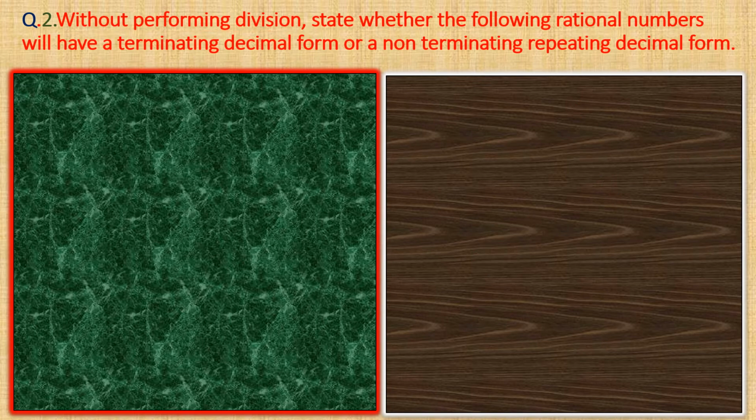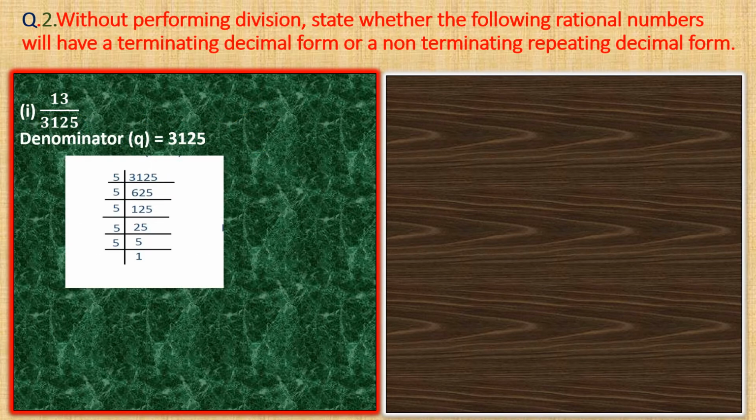So let us go with the first problem, 13 by 3125. Without division, state whether it is terminating or non-terminating, means you should take the denominator and do the prime factorization for this denominator. Here the last digit is 5, so it is divisible by 5. So do the prime factorization, which is shown like this. Here you got 5. How many 5s you got? 3, 4, 5. You got five 5s, means I can write 5 power 5.